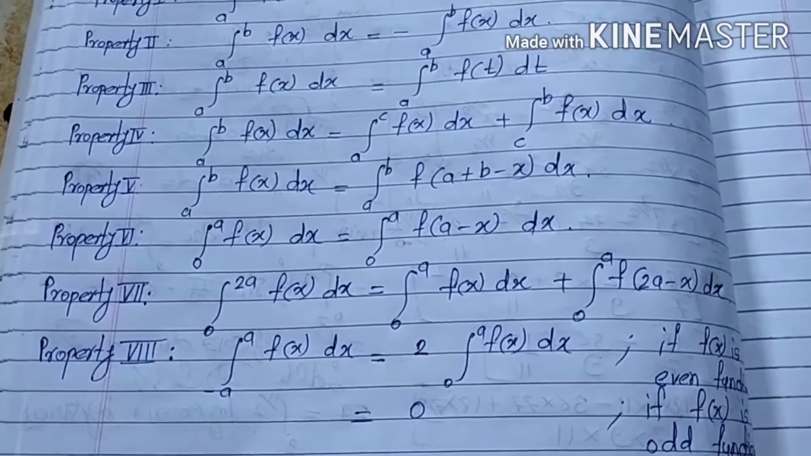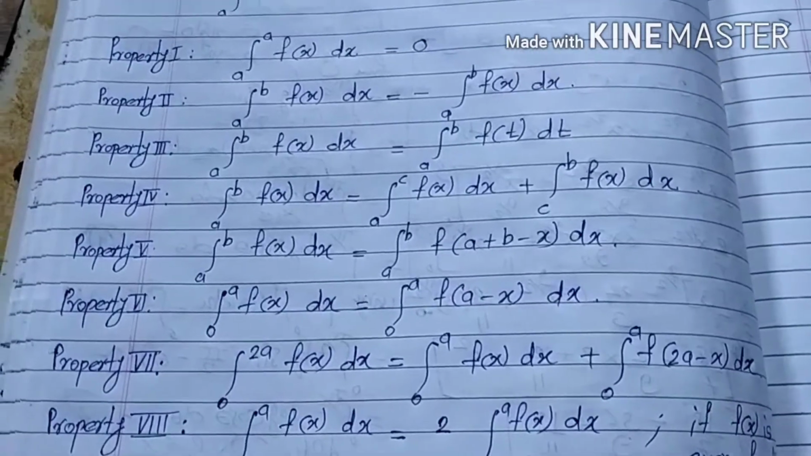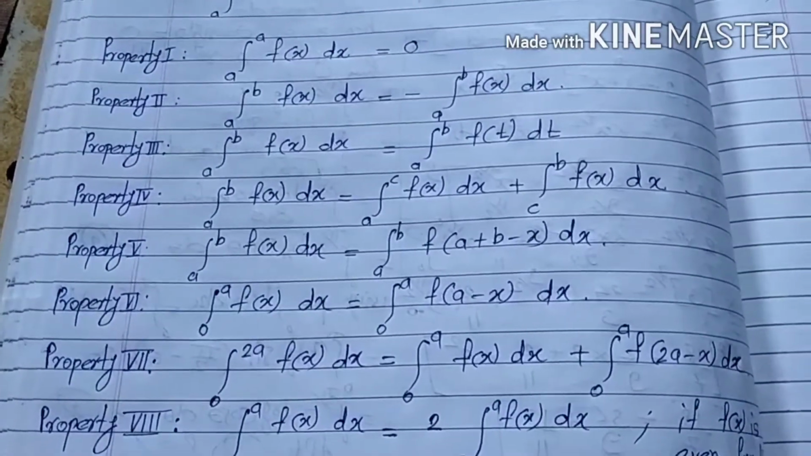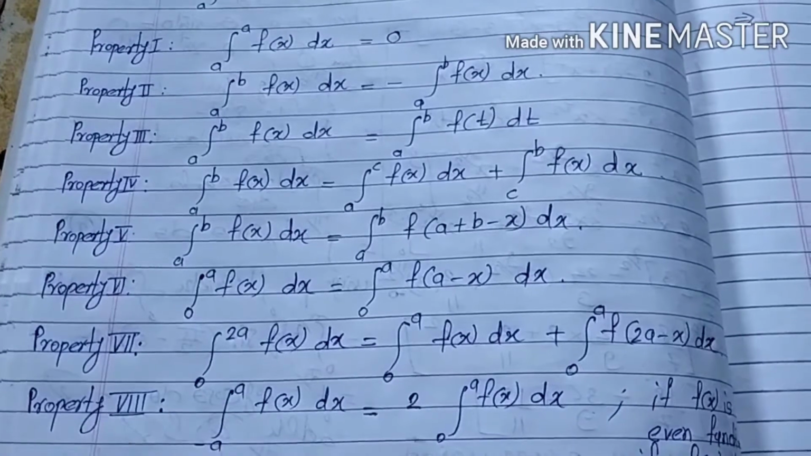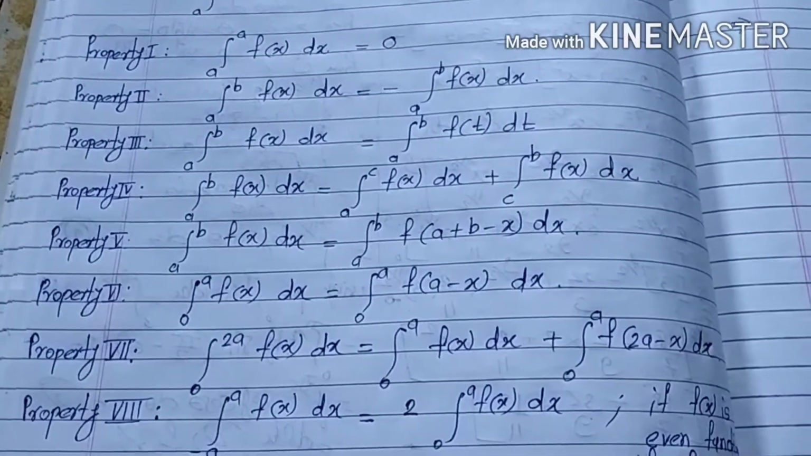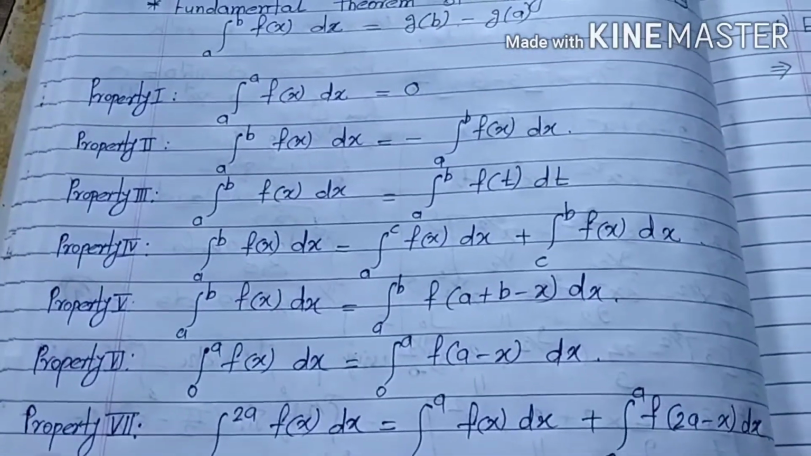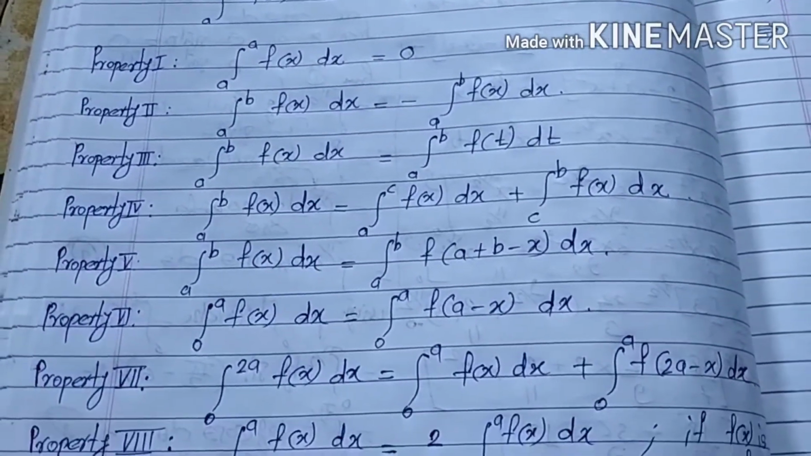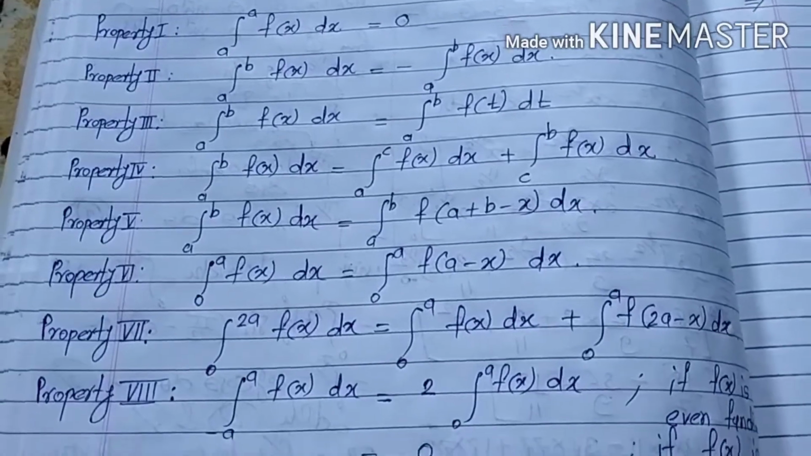The proofs of these properties are useful in examinations, and sometimes the proof will be asked. Now there are some examples on these properties. So we start to solve examples from exercise 4.2.